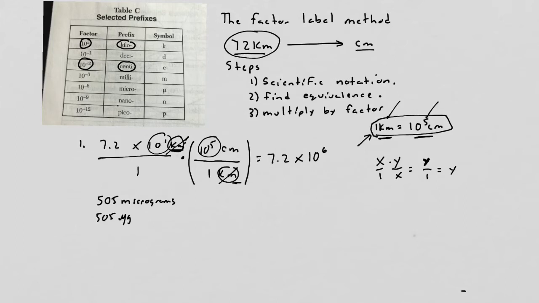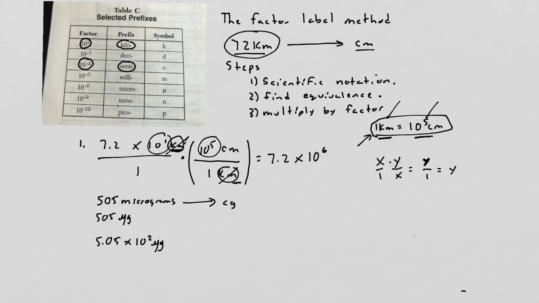Right. So the first step would be to put that into scientific notation. That's easy enough. That's 5.05 times 10 to the second micrograms. And so now we need to convert that into, let's convert that to centigrams.